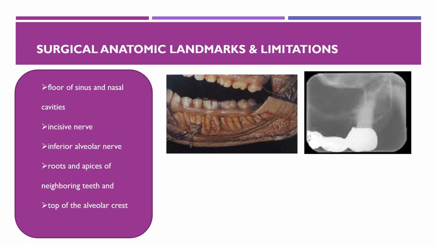Coming to the surgical anatomy landmarks and limitations, after surgical evaluation you also have to look for the anatomical landmarks. You can see the floor of the sinus and nasal cavities, incisive nerve, inferior alveolar nerve, roots and apices of the neighboring teeth, and the top of the alveolar crest.